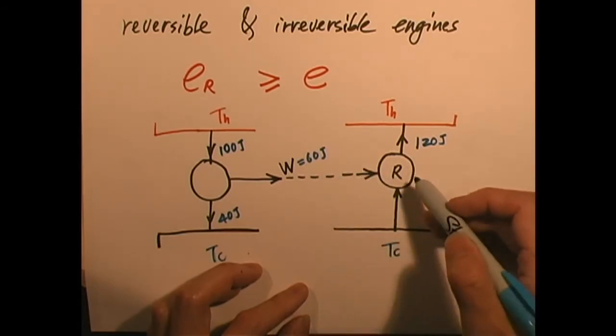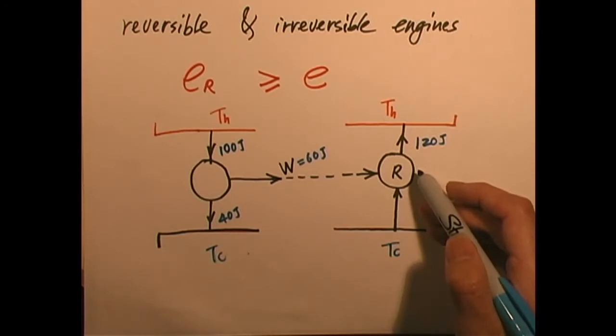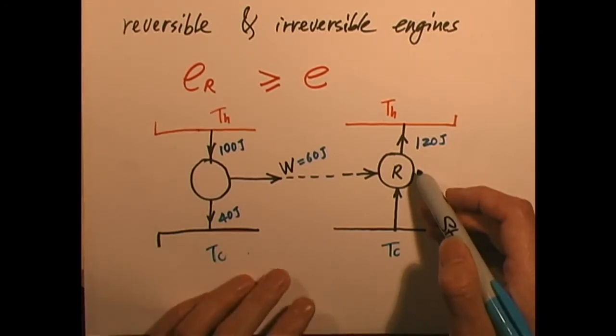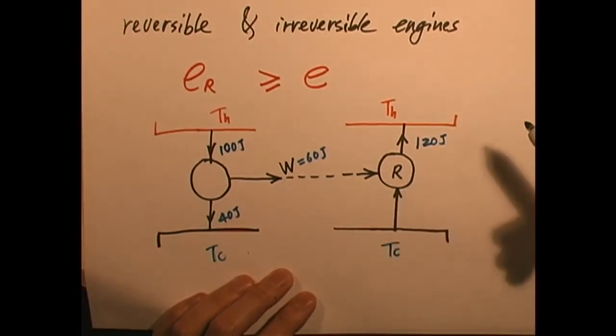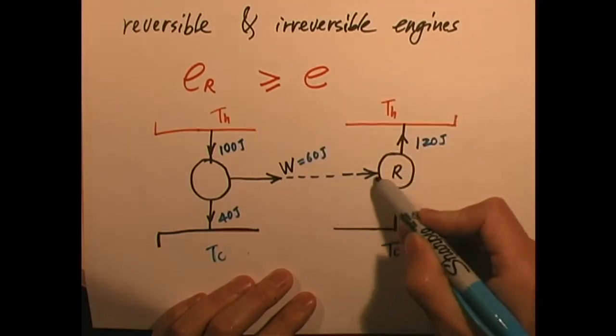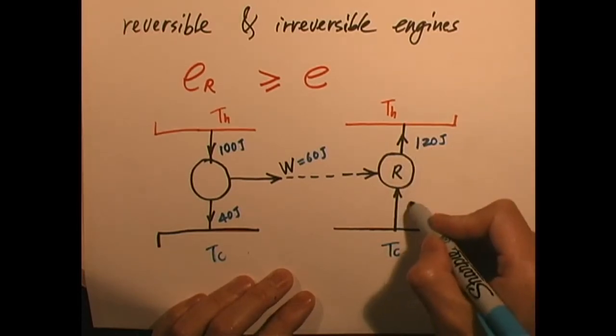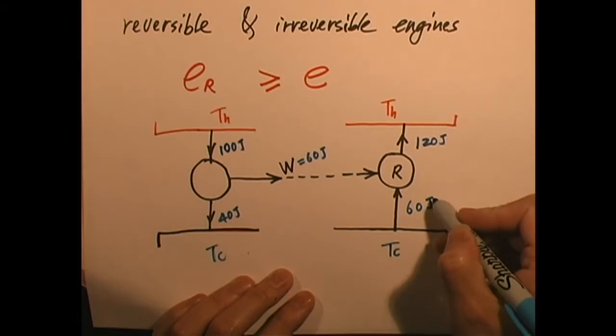In other words, its efficiency is 50%. That guy is 60%. I just want to show you that this is not quite possible. Okay, here. What does the first law of thermodynamics tell us about this reversible engine? Somebody puts in 60 joules, you got 120 joules out. Where did the other 60 come from? It must come from the cold temperature source, right?